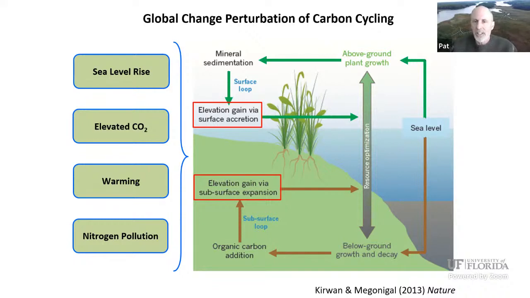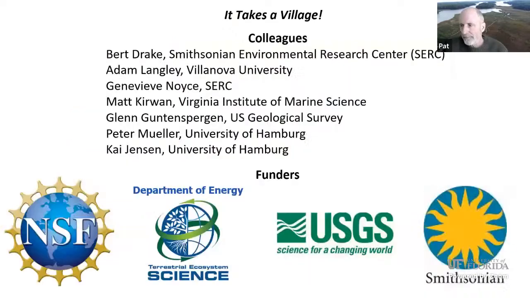And the plants are key here. They're ecosystem engineers, and the amount they allocate to shoots or roots has a lot of control over changes in elevation. On the list on the left is a list of the global change factors that we manipulate, all of which tend to affect root shoot ratio. So that's the conceptual diagram.